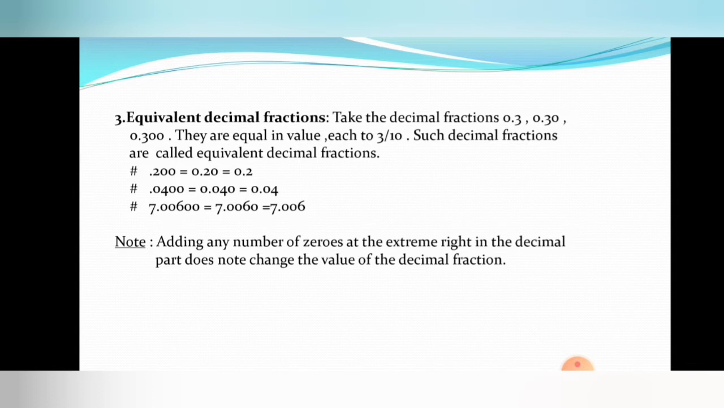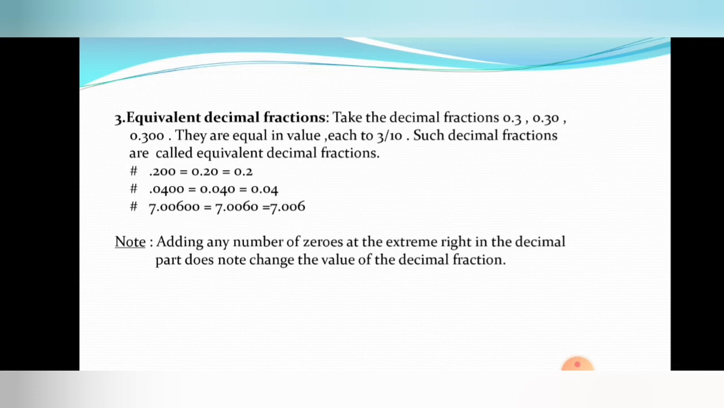0.3 is also equal to 0.30 or 0.300. The value is the same, right? Because after the decimal point only 3 is there. These are called equivalent decimal fractions. Here I am showing some more examples. 0.200 is equal to 0.20 is equal to 0.2, because all the numbers are equal in value.